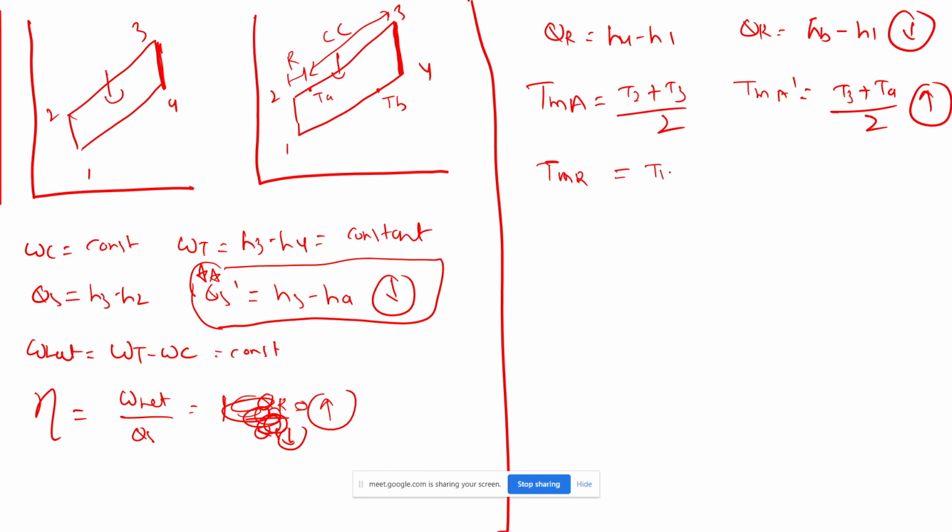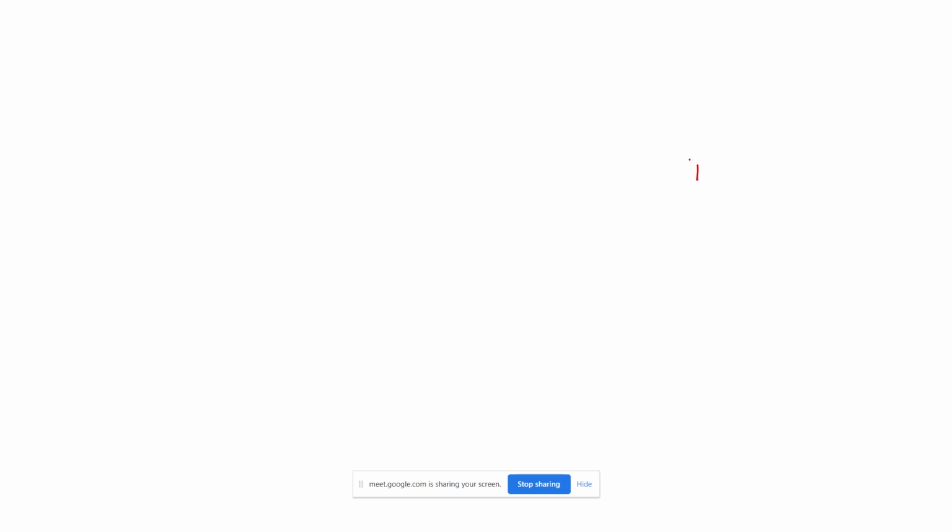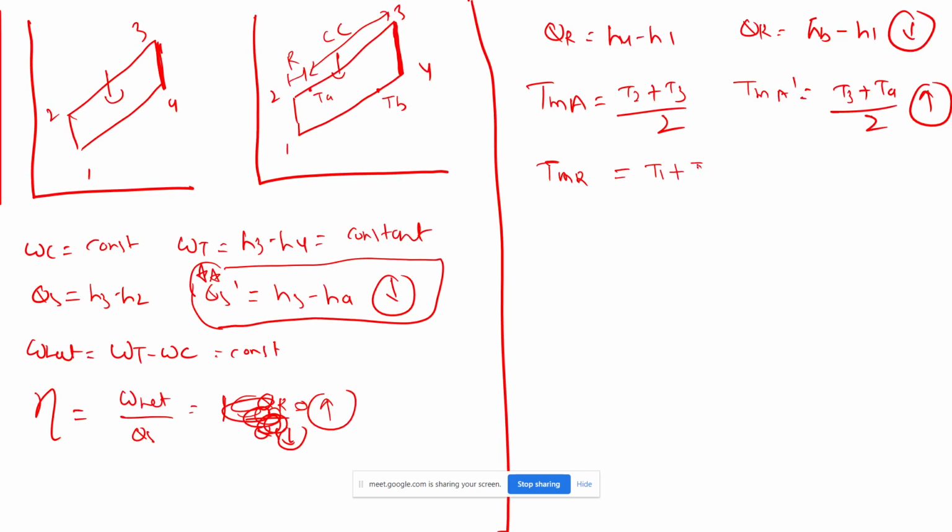And mean temperature of heat rejection? Decrease, sir. Yes, it will decrease. Previously it was T1 plus T4 divided by 2. Now what will it be? TB plus T1 by 2. So it will decrease.